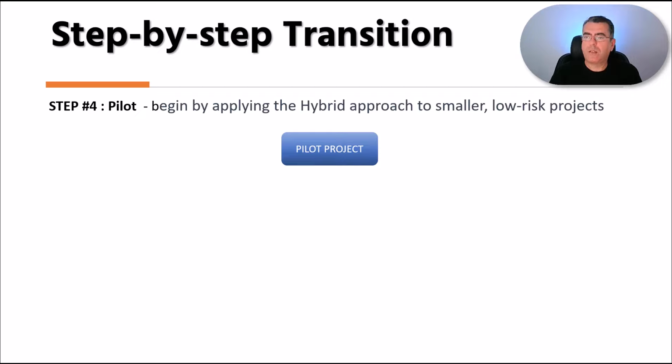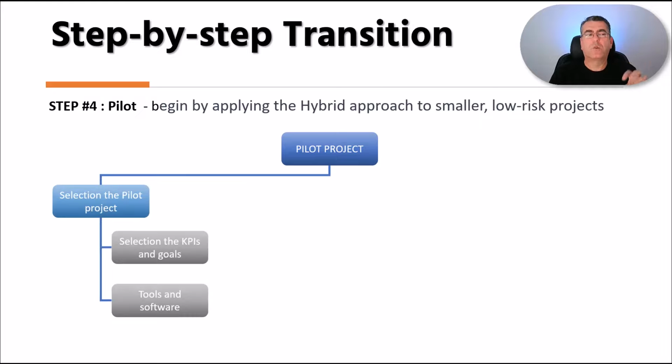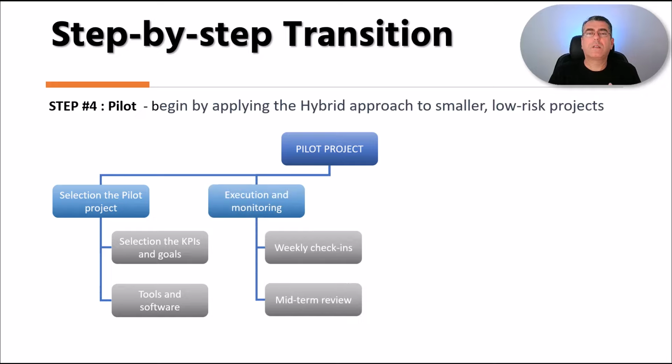So I suggest you choose a smaller and low-risk project. When you find this project, you will select it and also select some KPIs and goals that you want to achieve with this new approach. And also you're going to identify tools and software that you need to help you manage this project. After you find this project, you're going to execute and monitor, doing weekly check-ins and midterm reviews.